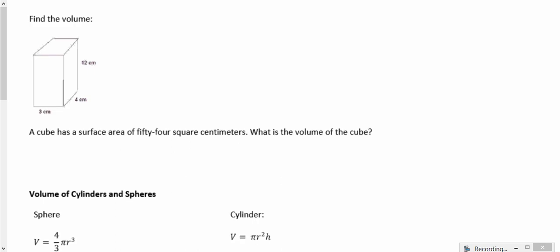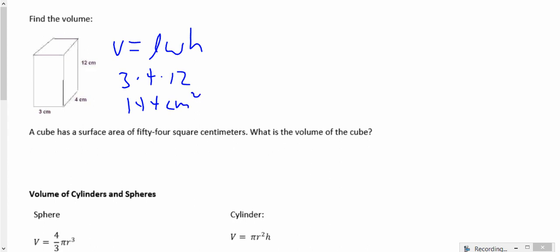So let's try some examples. Here we have a rectangular prism. It says find the volume, and we know the formula for volume of a rectangular prism is length times width times height. So 3 times 4 times 12, which would give us 144 centimeters cubed.